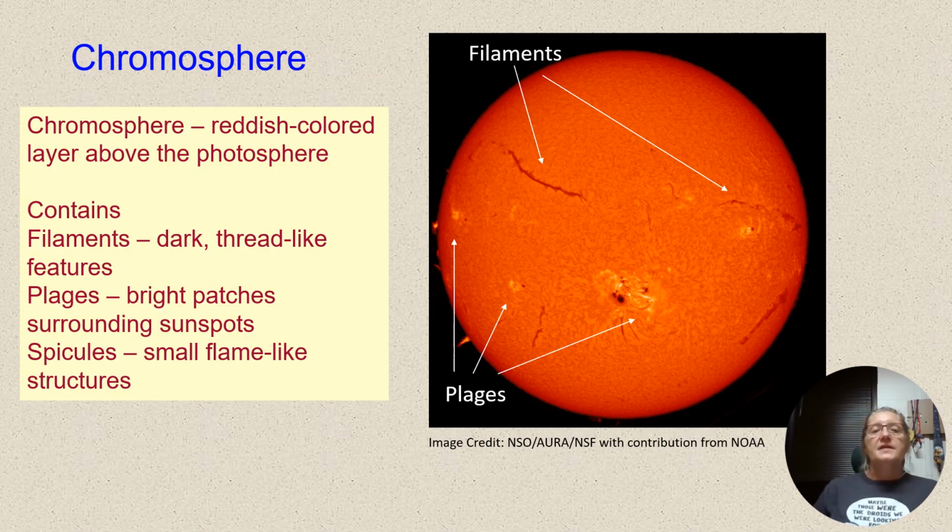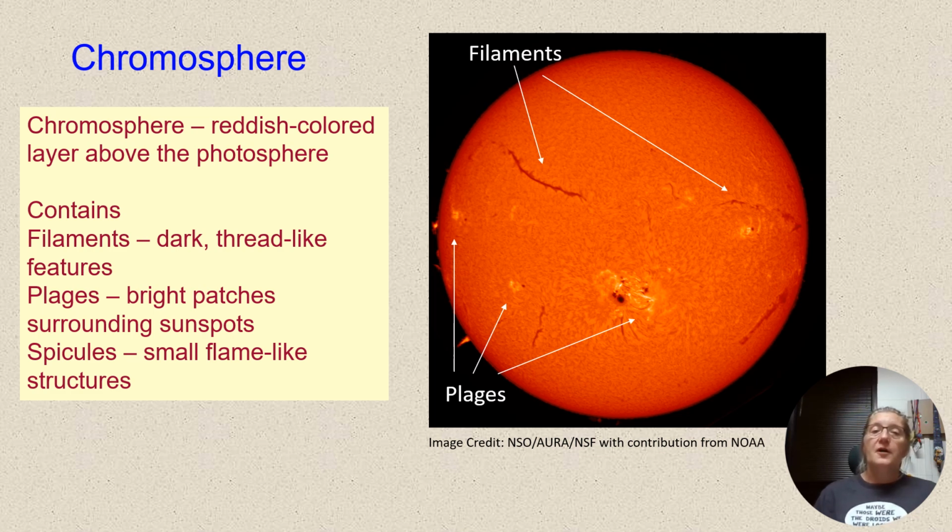Here is the sun seen in H-alpha emission, which shows many features in a layer above the photosphere called the chromosphere. Now, chromo means color, all right? So we get this reddish color, and it's because of the H-alpha emission. It gives off in the red part of the spectrum. And so there's several features we can see in the chromosphere.